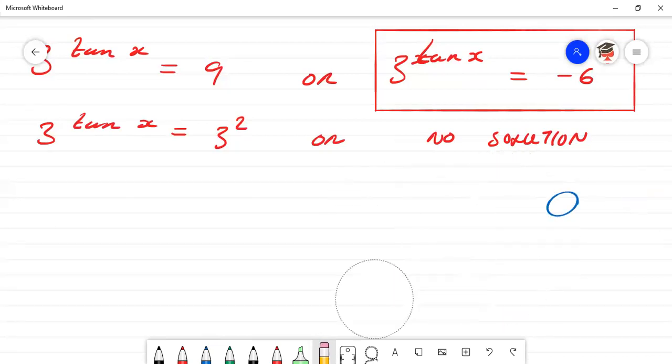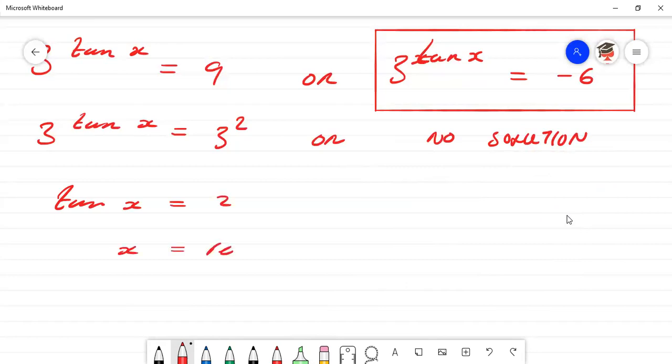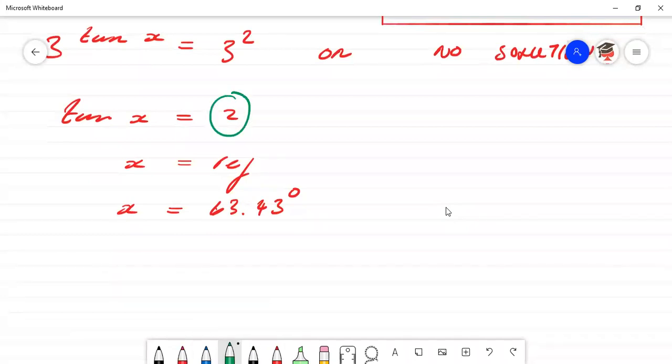With no solution, it means that I'm only going to go on and solve one side. The one side that I'm going to solve is as follows. It is going to be tan x. Bases are the same, so I drop them. tan x is equal to 2. Therefore, x is going to have a reference angle. What is that reference going to be? tan inverse of 2? 63.4. 63.43 degrees.